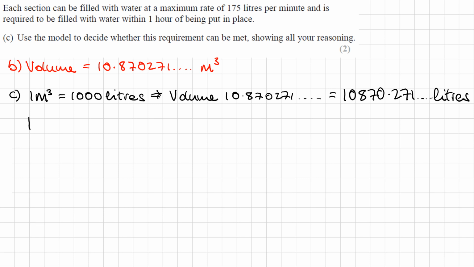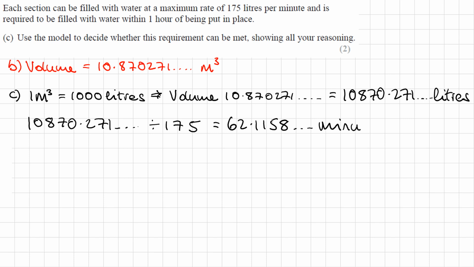Now if we take that and we divide it by the number of litres per minute, so we'll divide this by 175, what we get is 62.1158 minutes. Okay, well, this 62.1158 minutes is greater than 60 minutes, so it's greater than an hour.